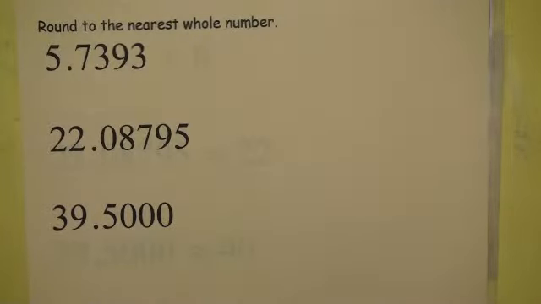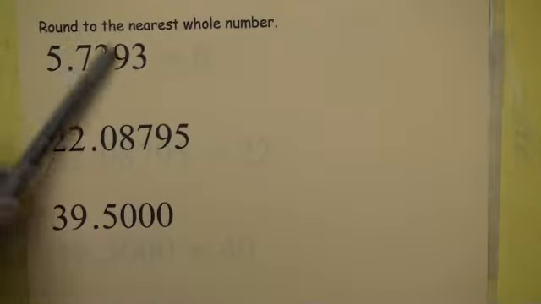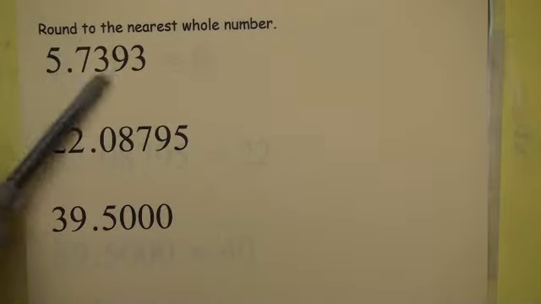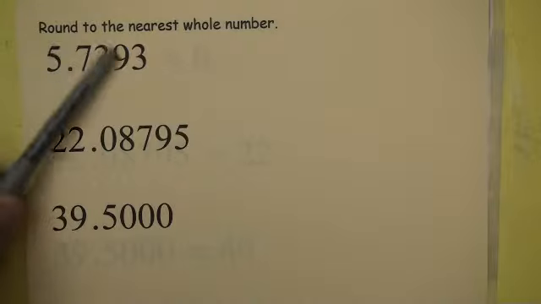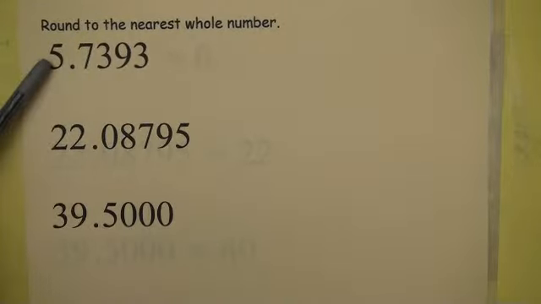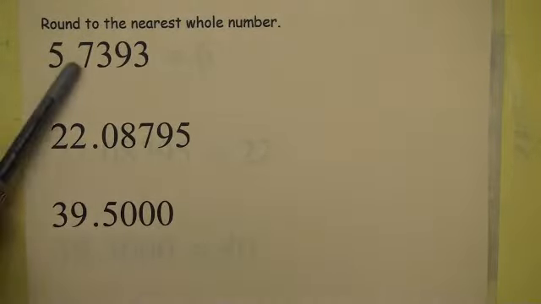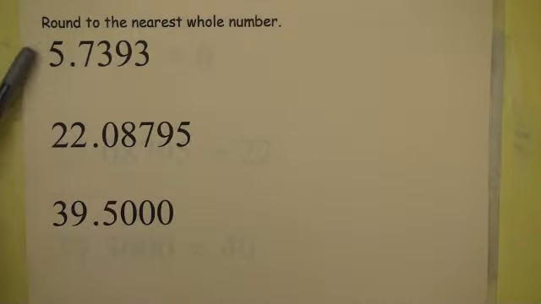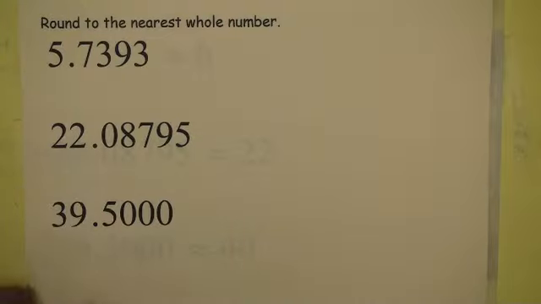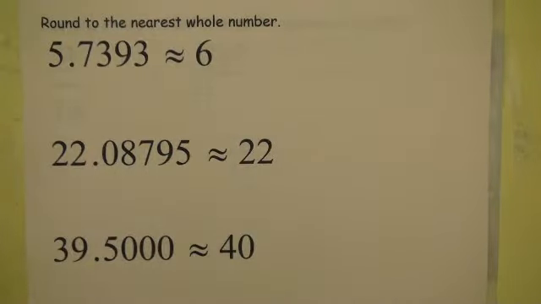Next one, round to the nearest whole number. So we have 5 and 7,393 10,000ths. We're going to round that up to 6 because we look at the next two numbers and we see that's 73% of another number. So you have 5 and 73% of another number, so therefore 6. You could use the next one number, 7/10 of another whole number, and get up to a 6 that way. This is going to go to 22, and the last one is going to go up to a 40.